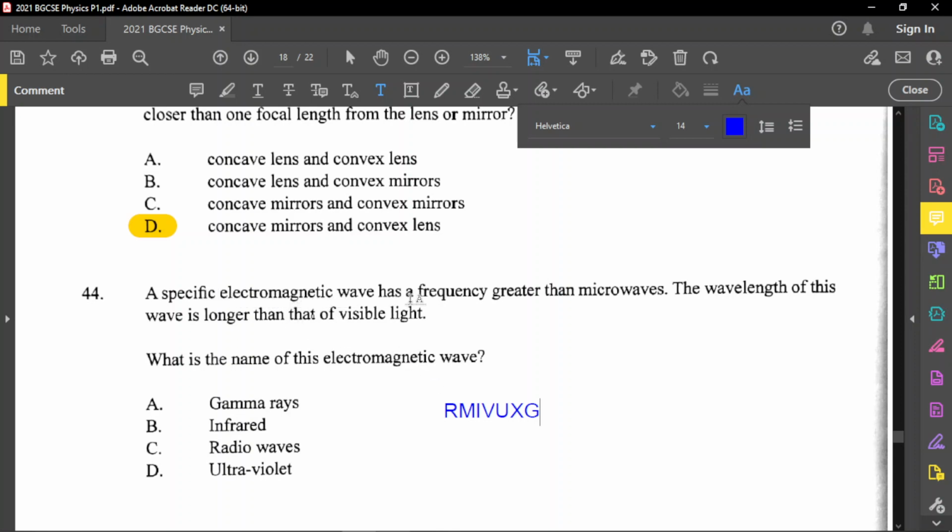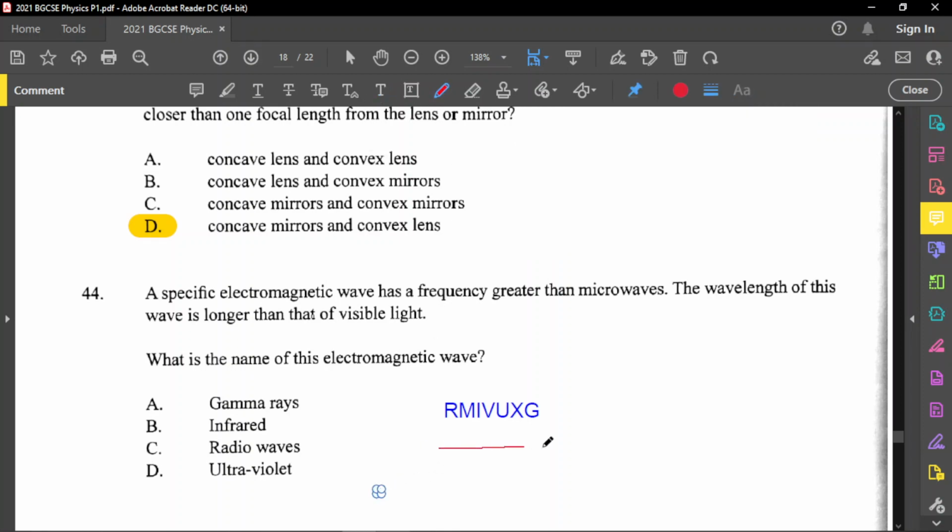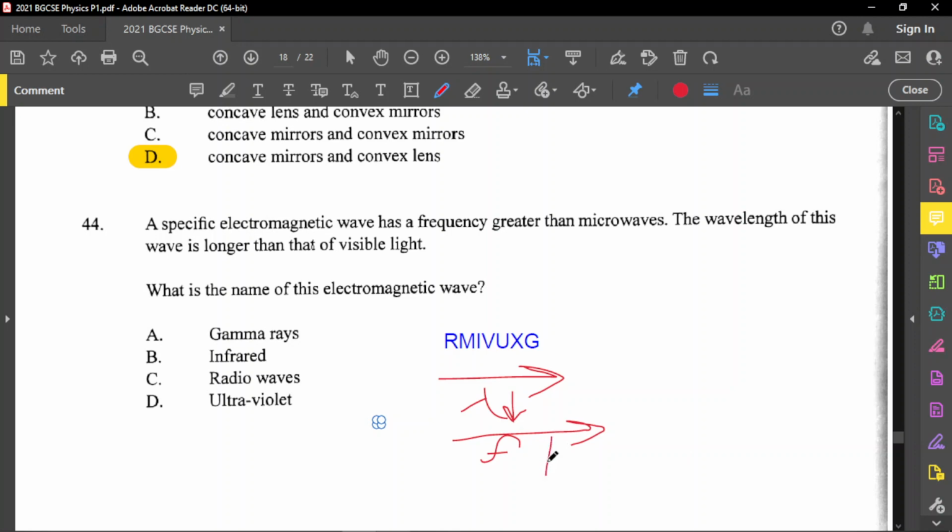But there's something else they ask us at the front part. They say the specific electromagnetic wave has a frequency greater than microwave. So if it is greater than microwave, just to put them in order, it will get easier. Going this way, the wavelength will decrease, but the frequency increases. And so if you look at the question now, it stated that this specific wave has a frequency greater than microwave. So that means higher than microwave in terms of frequency, right?